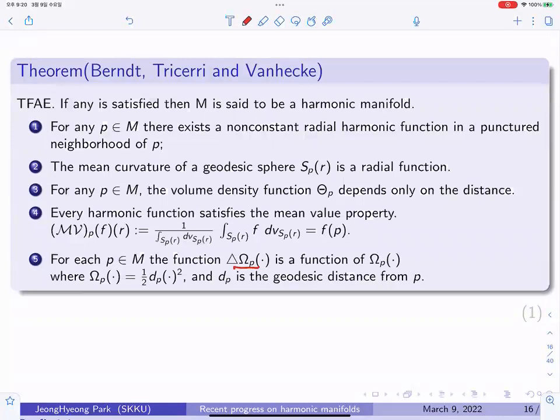Do you know if there exist non-homogeneous harmonic manifolds? Okay, at this moment, the non-homogeneous case has not been found yet. The only known examples of harmonic manifolds are the homogeneous case.